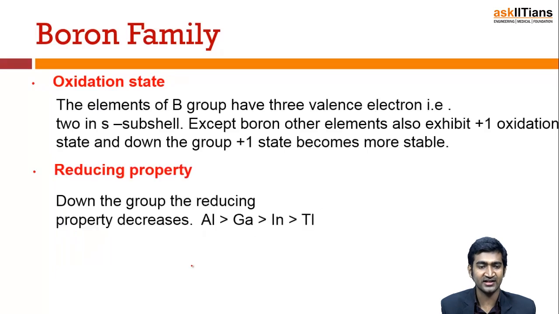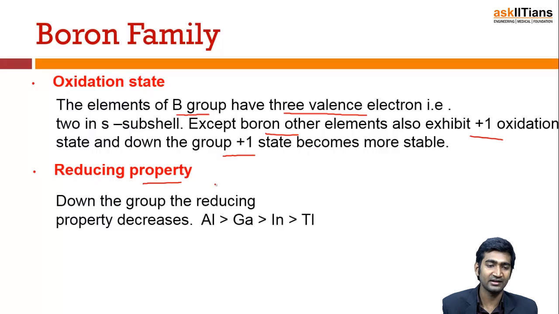Next is oxidation state and reducing property. This we have already seen, that they show +1 or +3, right? The boron group has 3 valence electrons, 2 in the s subshell and one in the p subshell. Other than boron, most of them exhibit the +1 oxidation state, and down the group the +1 oxidation state will become more stable.